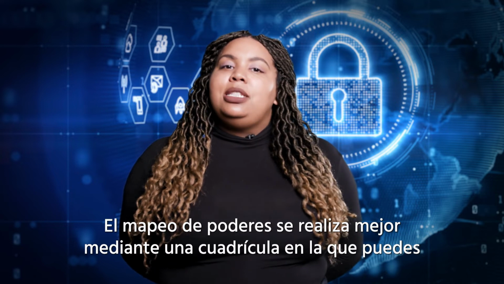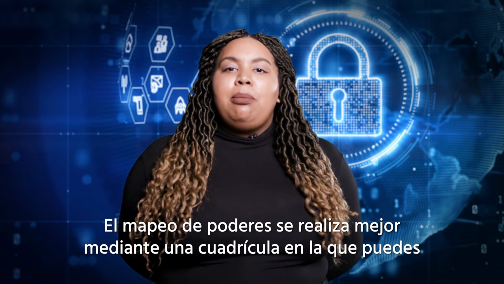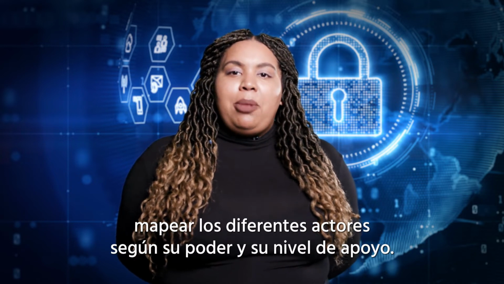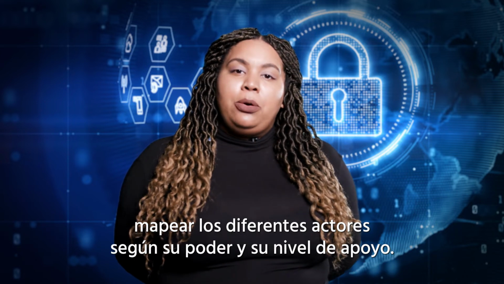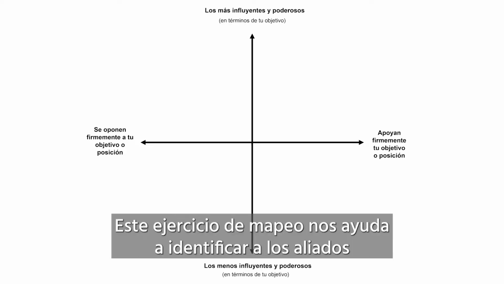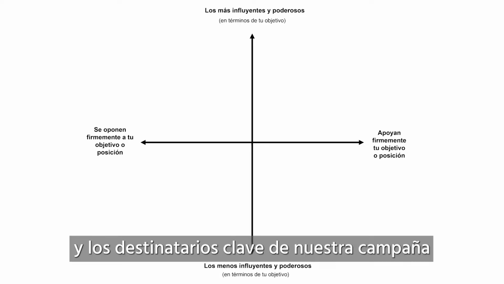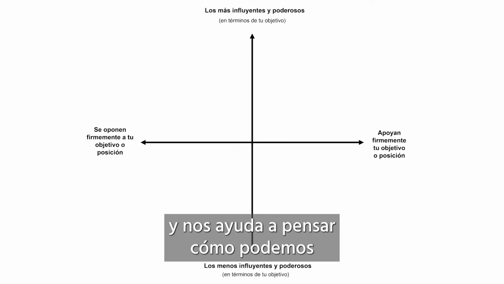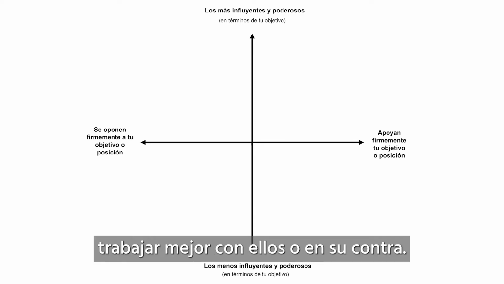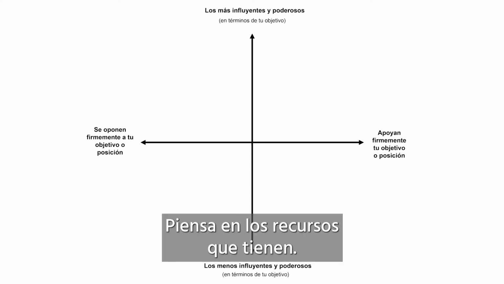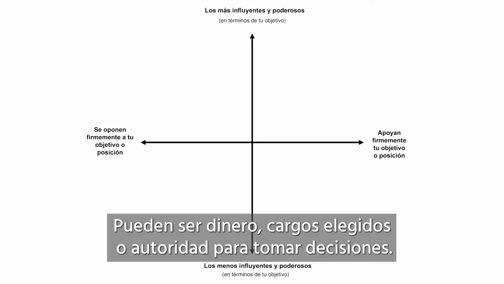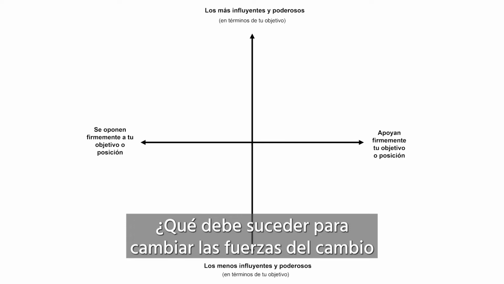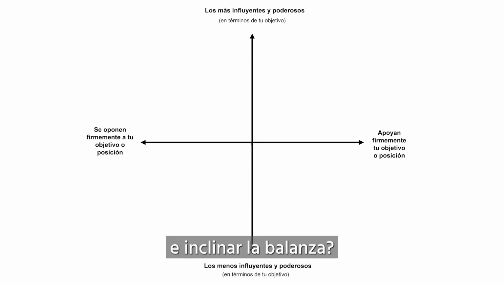Power mapping is best done using a grid where you can map the different actors by their power and their level of support. This mapping exercise helps us identify our key campaign allies and targets and helps us think about how we can best work with or against them. Think about what resources they have. It might be money, elected office, or decision-making authority. What needs to happen to shift the forces of change and tip the balance?